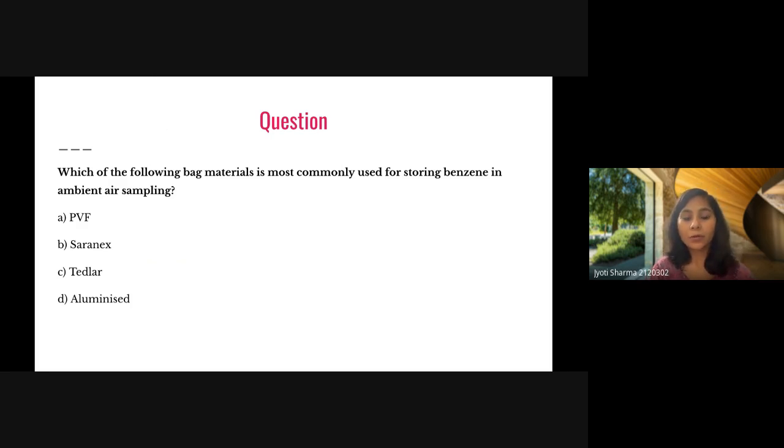Okay, as I told you, we have different types of containers, different types of polymer we use for grab sampling. For example, if we want to store benzene in ambient air sampling, then what kind of bag material will we use? We have four options: PVF, then Saran, Tedlar, and aluminized.